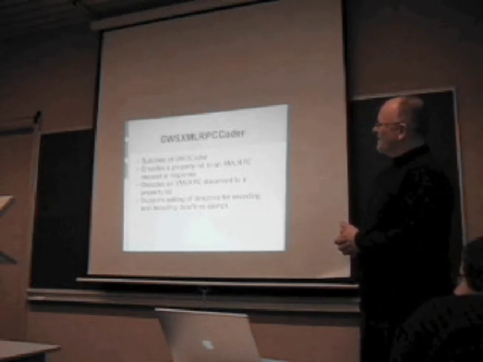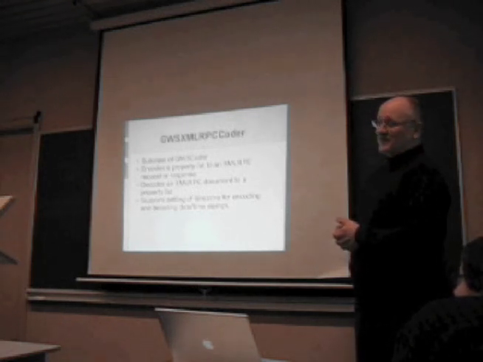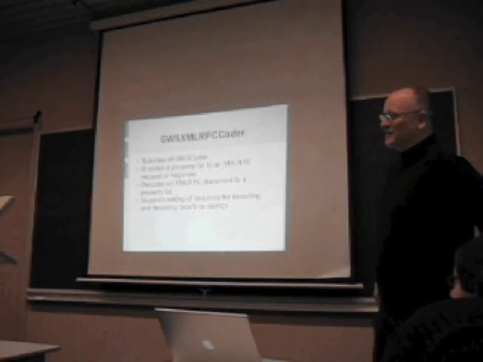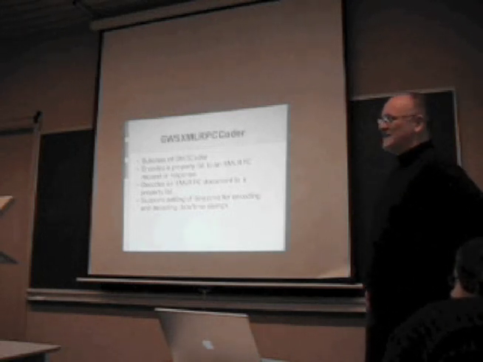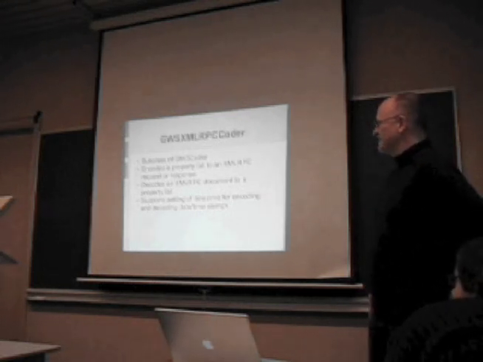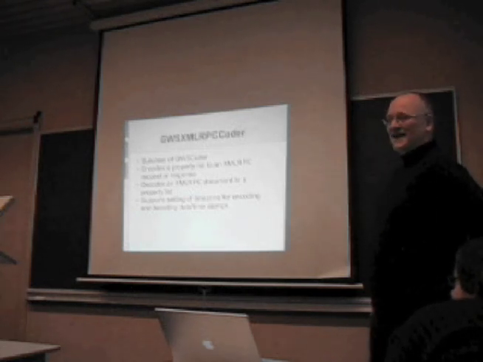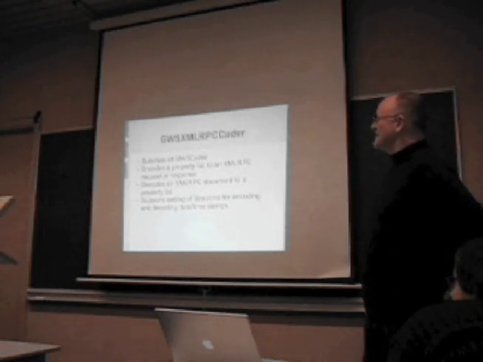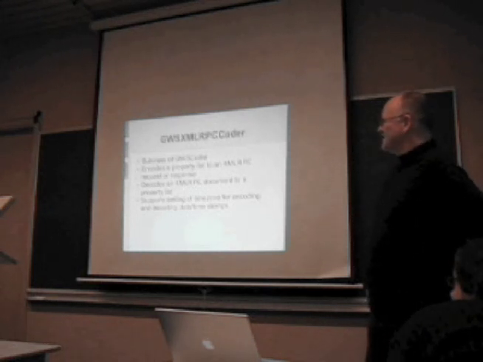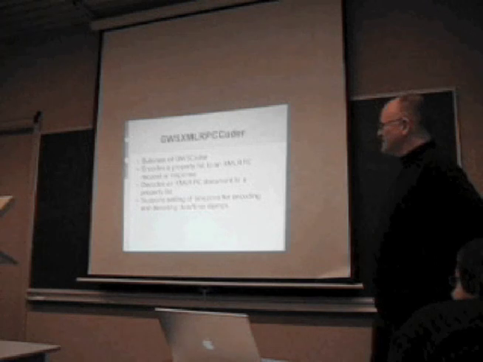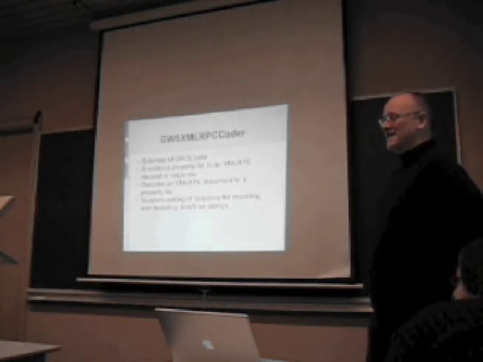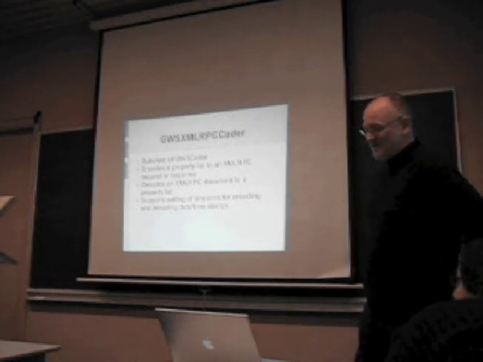So, the XML RPC encoder is a subclass of the coder, and it will take a property list and create an XML RPC request or a response. Similarly, it will decode any XML RPC document to a property list. That will actually handle any valid XML RPC request, because XML RPC is nice and simple. It supports setting the time zone for encoding and decoding the date and timestamps, because that's about the only thing XML RPC doesn't really cover. It defines a format for date, it doesn't specify the time zone, so that has to be agreed between the two endpoints of the service.